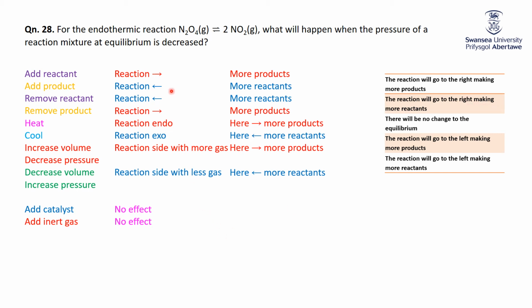Similarly, we see in the blues, every time the reaction goes to the left, by definition, it makes more reactants. So you can eliminate this answer, reaction will go to the left making more products, because that just doesn't happen. And generally, unless you've got the catalyst or inert gas, which are not going to do anything anyway, there will be a change to the equilibrium, except under a few specific conditions.